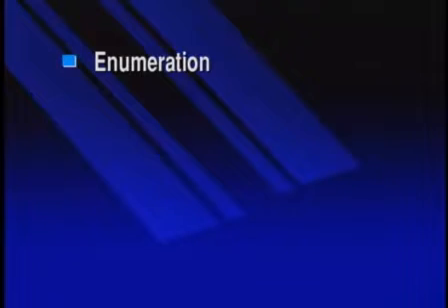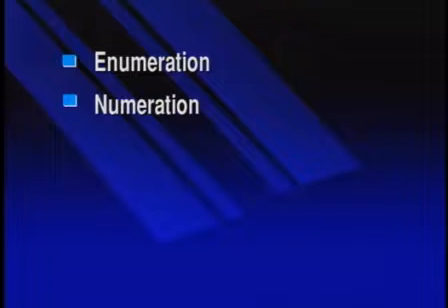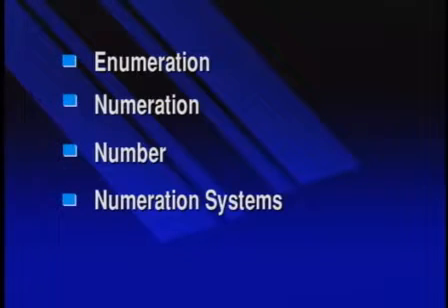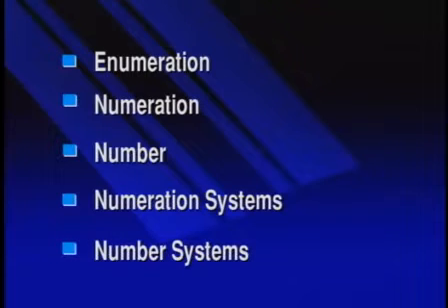So we're going to use several words in the process of this lesson, and they are: number 1, enumeration; number 2, numeration; number 3, number; number 4, numeration systems; and number 5, number systems. Hopefully, by the end of this lesson, you'll be able to differentiate among those different words or phrases that seem perhaps all the same to you at this point.